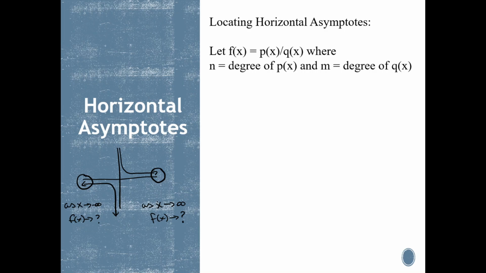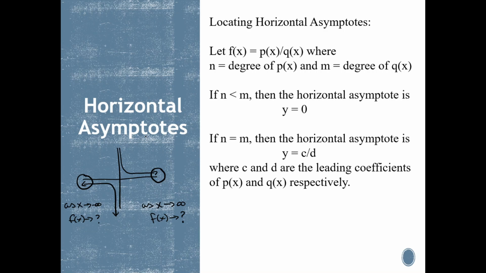This is the question. If I have a horizontal asymptote, then those two answers, those two question marks, will be real numbers. So we're going to let f be some rational function, p over q. If the degree of the numerator is smaller, then the horizontal asymptote is always at y equals 0, like in the picture I just drew. If the degrees are equal, then we're going to use their leading coefficients. And if the numerator's degree is bigger, then we don't have one.